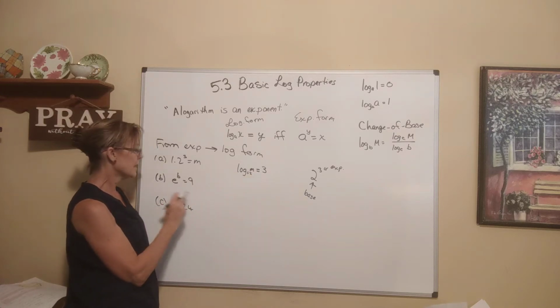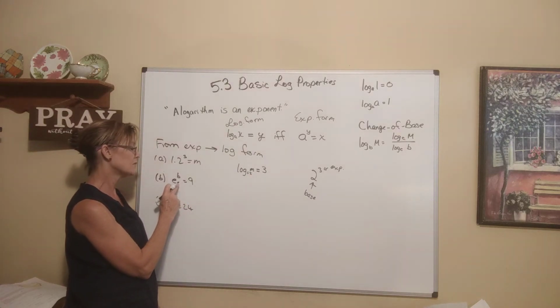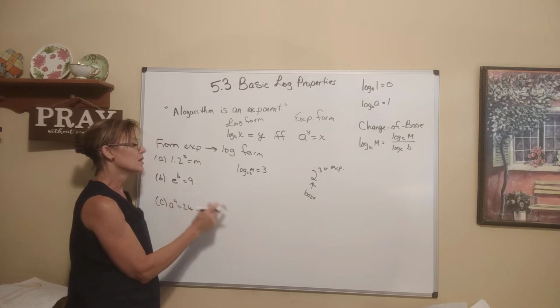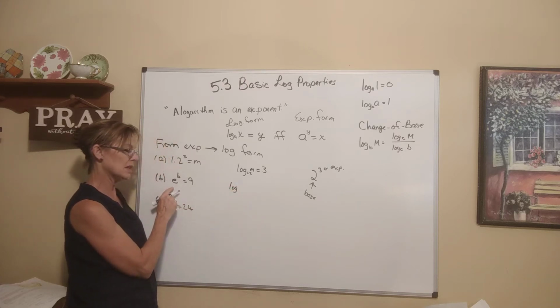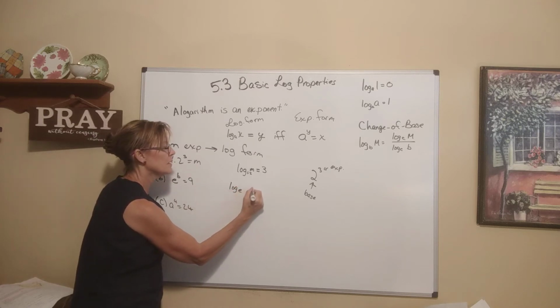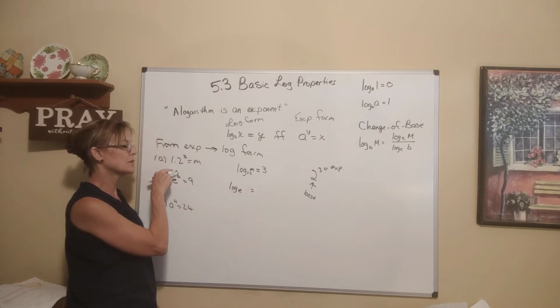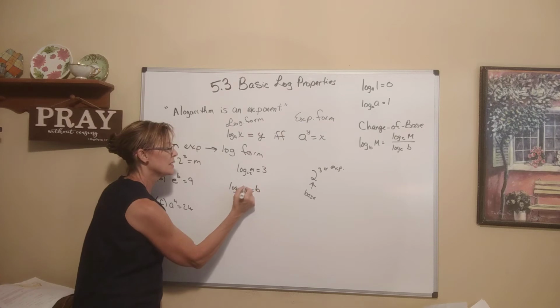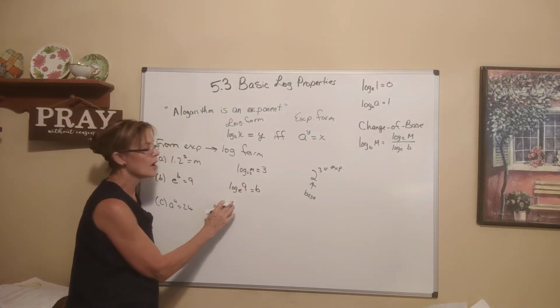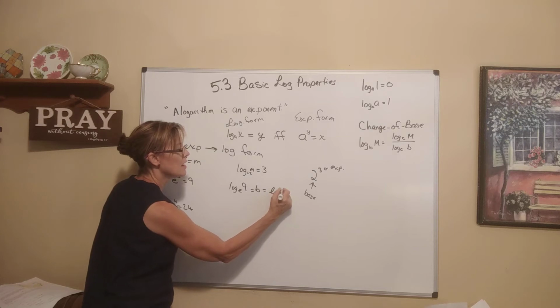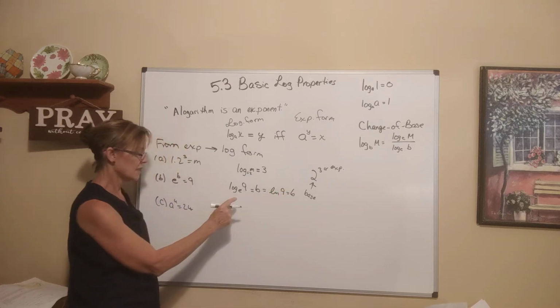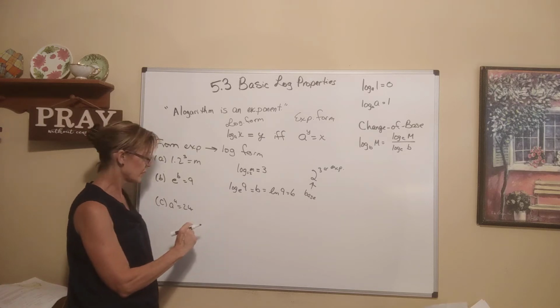Let's do b. This reads e raised to the b power is 9. So you write down log. What is the base? The base is e. A logarithm equals an exponent. The exponent is b, and the argument is 9. This is true, but a more common way to write it is the ln of 9 is equal to b, because we know log base e is written ln, natural logarithm.